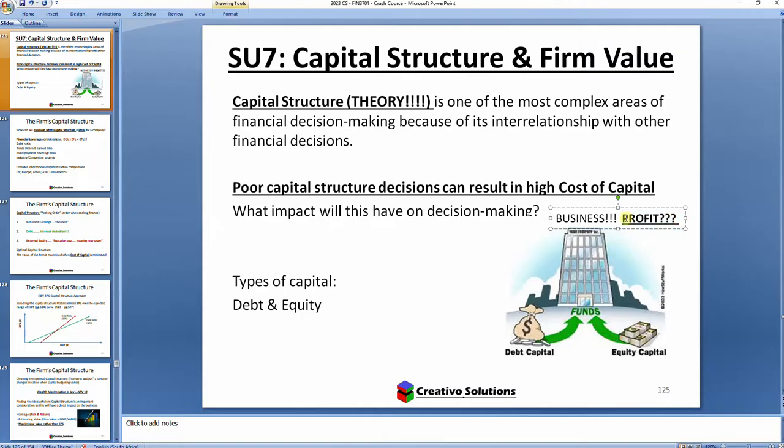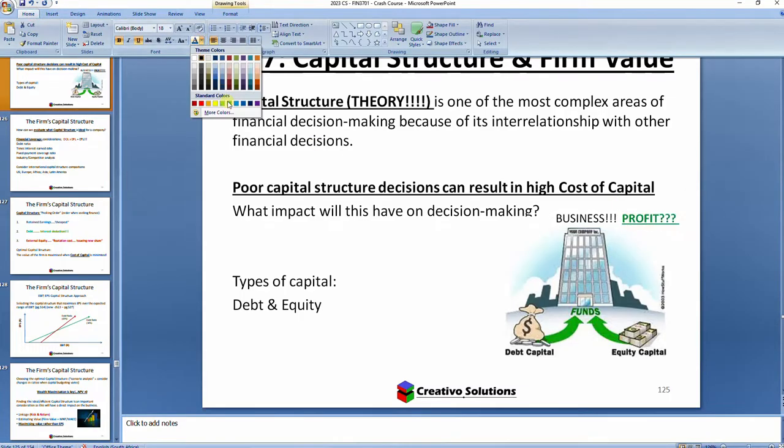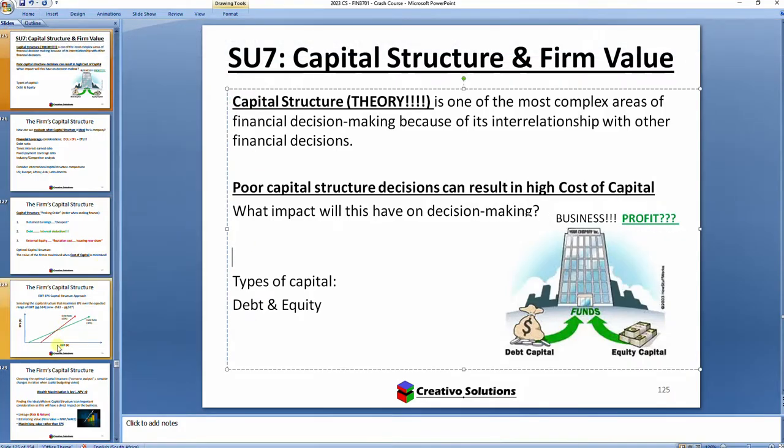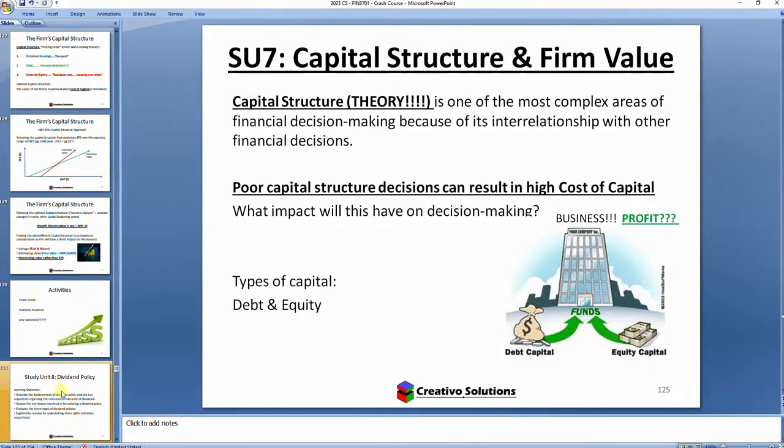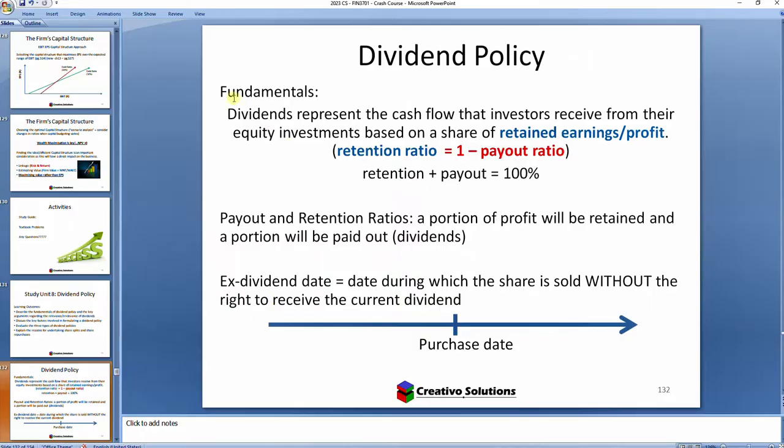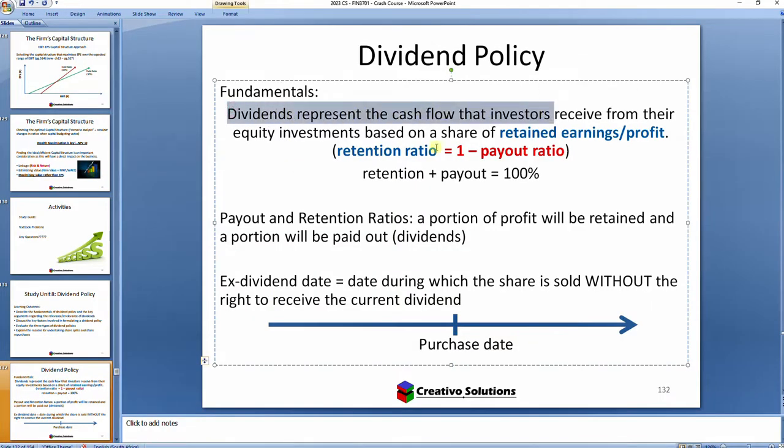Okay, the big question mark is, what do you do with that profit? That's the big question mark. Sometimes you pay out a portion of the profits. We call that a dividend. Dividends represent the cash flow that investors receive as part of the equity investment. Remember, if you've sold equity in your business, you've given up part of your company, shares in your company. Those shareholders share in the profit.